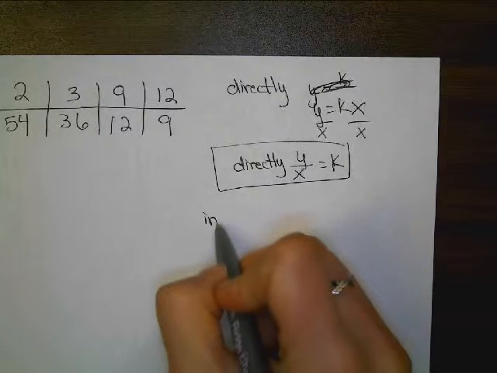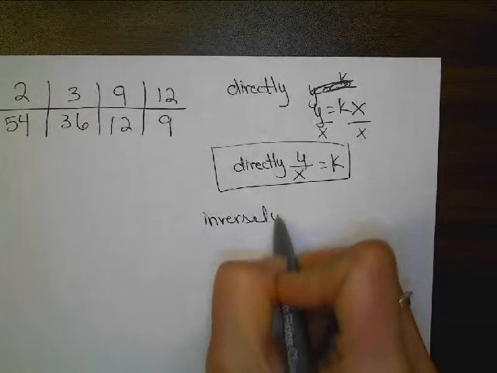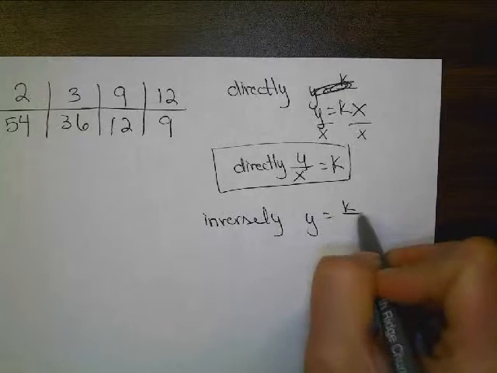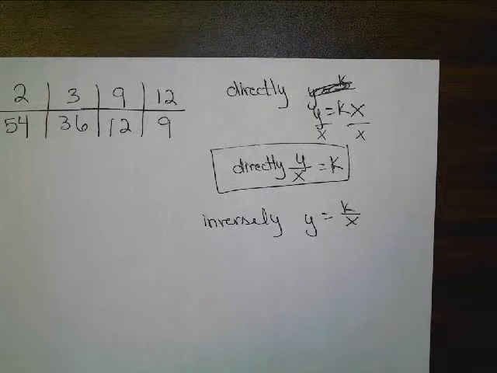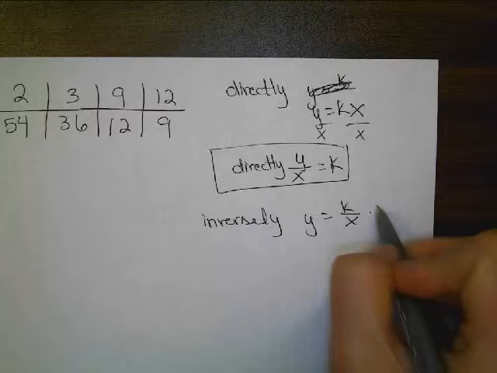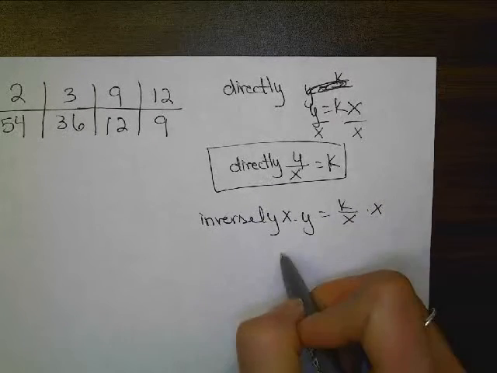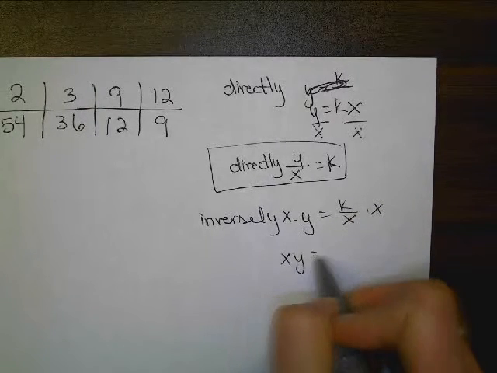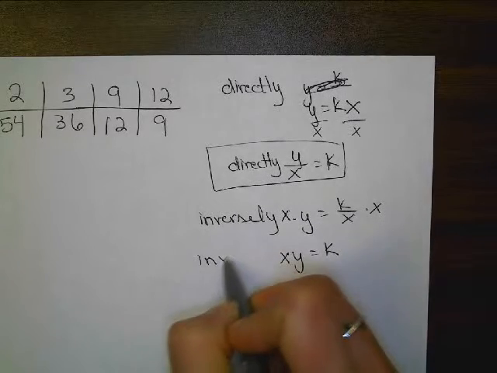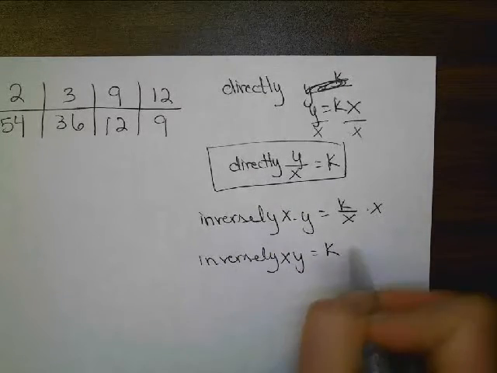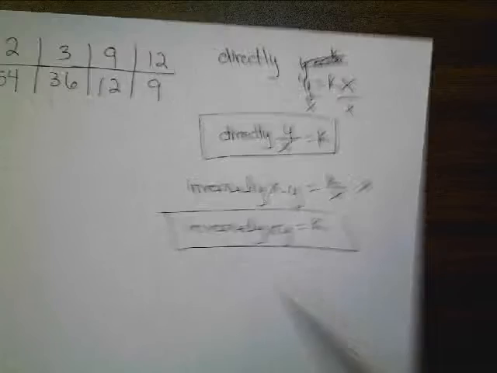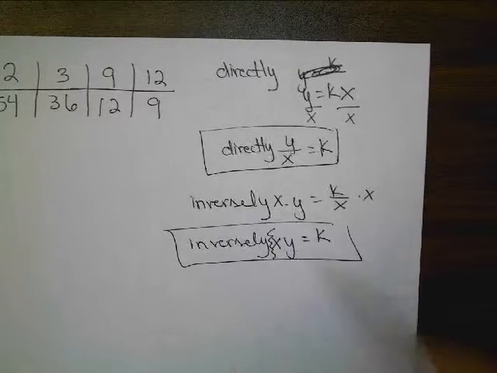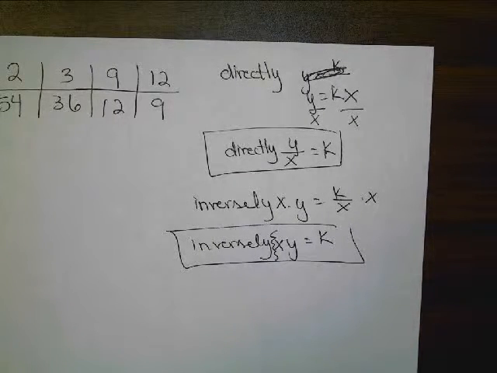That means if it varies inversely, remember y equals k over x when it varies inversely. So to get k by itself, I have to multiply by x on both sides. So xy equals k, and that's going to be the constant of proportionality when it varies inversely. Sorry, that's a little messy right there. Okay, so k equals xy.